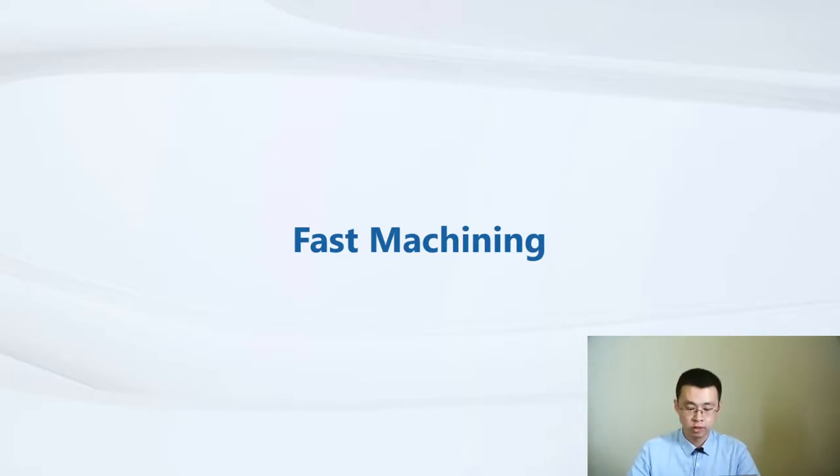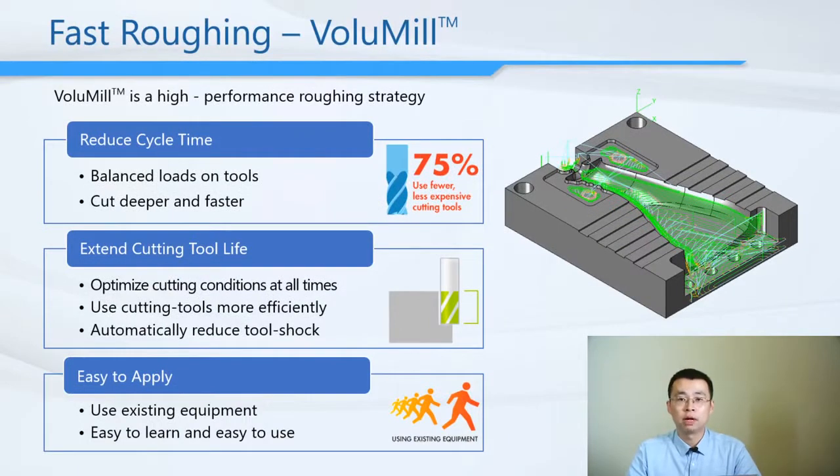Okay, let's begin. The first one I'd like to talk about is volume mill for ZW3D. Volume mill is a high performance roughing strategy. It is the most efficient roughing strategy. It will dramatically reduce the cycle time by up to 75% because it has very smart and efficient tool-pass patterns. It will drive the tool deeper and cut faster under a balanced tool load.